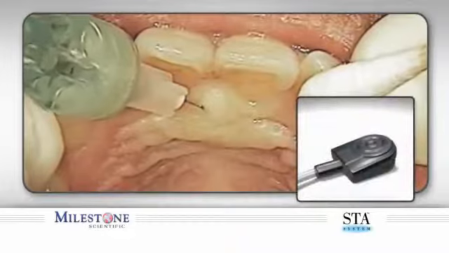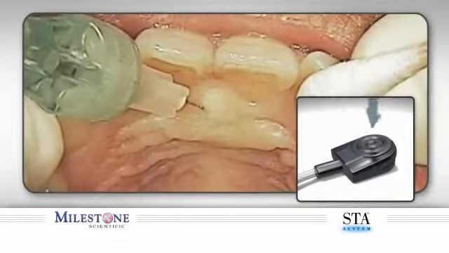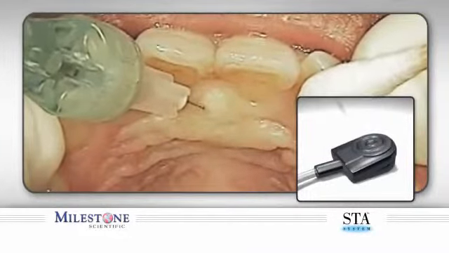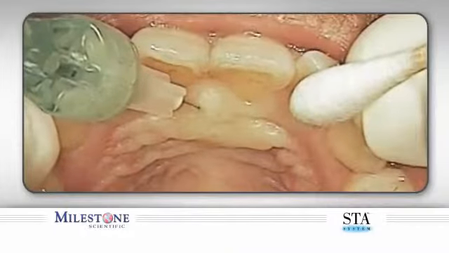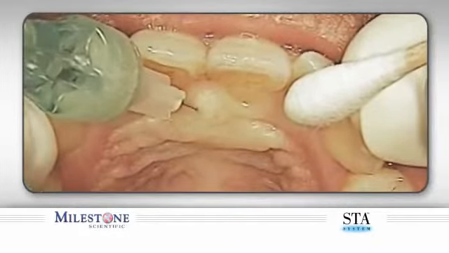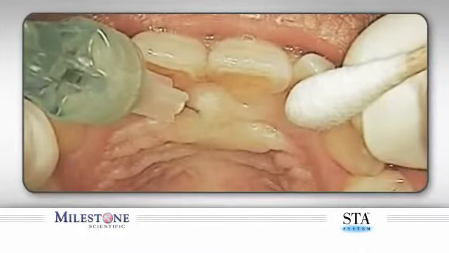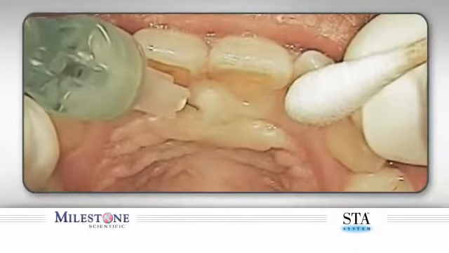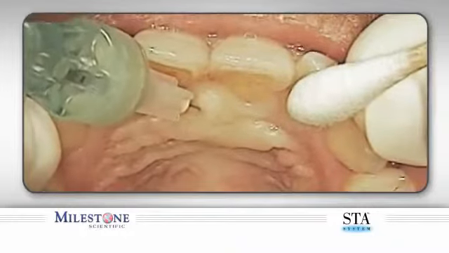aspirate by depressing and releasing the foot control pedal. Do not exceed 3/4 of the needle length penetration into the canal. If aspiration is negative, maintain position and deliver the proper amount of anesthetic. As the anesthetic solution is delivered, you will notice distinct blanching of the tissue.